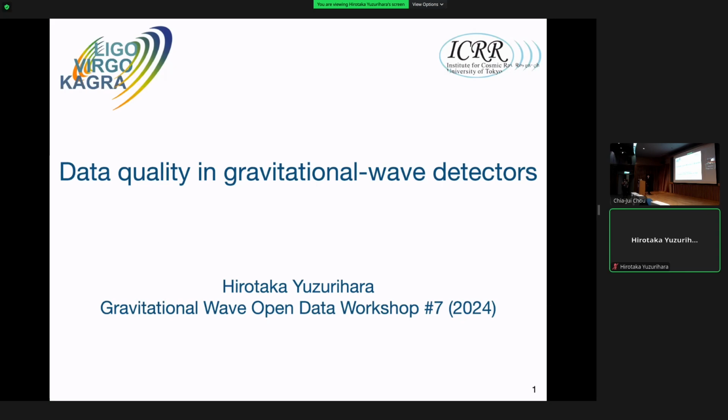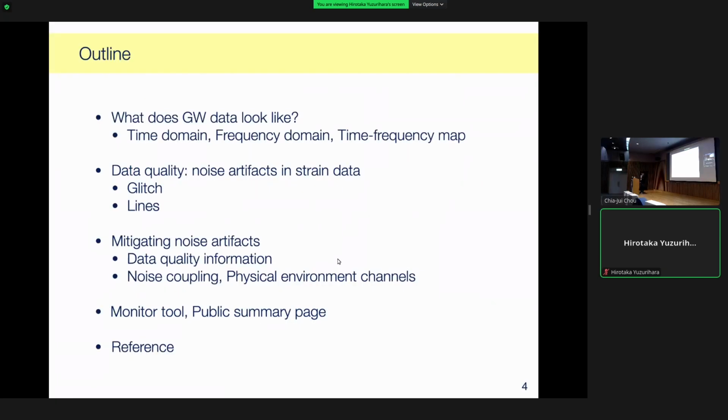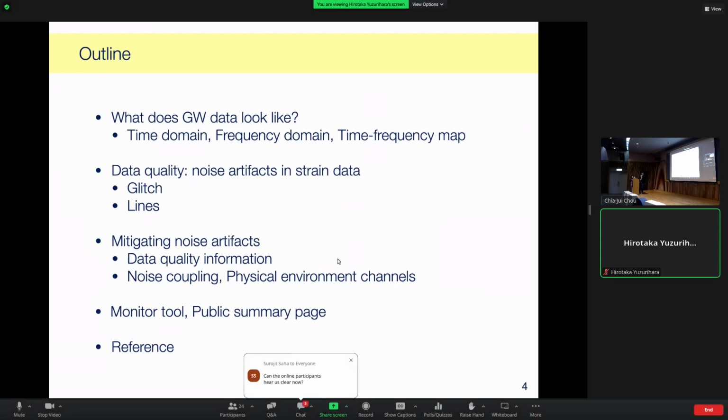It is known that some portion of the data has trouble with data quality. It makes the sensitivity of the gravitational wave data worse, in the time domain, frequency domain, and the time-frequency map.